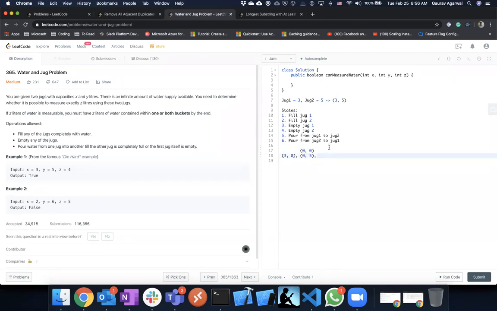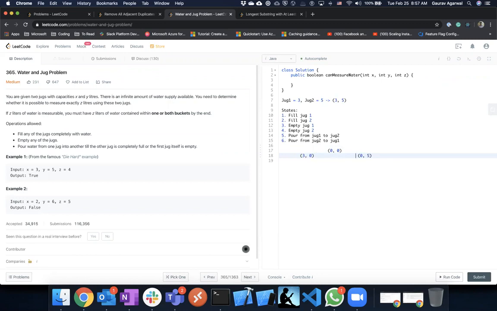We can empty jug 2, which leads to 0 0 again. Pouring water from jug 1 to jug 2, both are 0, so we don't have any option to put water from jug 1 to jug 2 or from jug 2 to jug 1. So after the first iteration, starting with the state 0 0, these are the 2 different states that we can come up to.